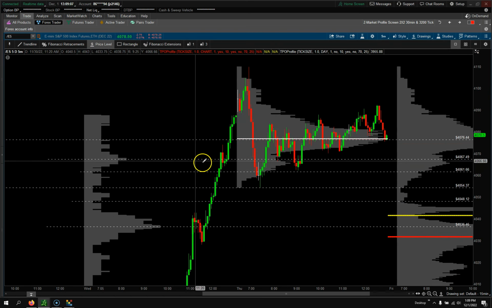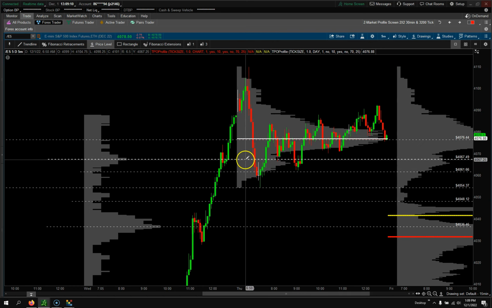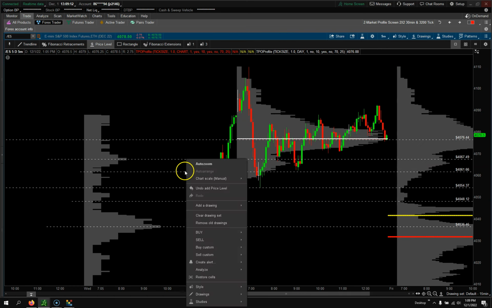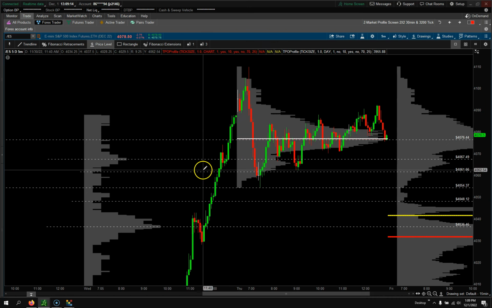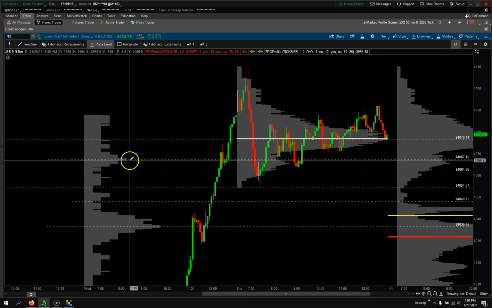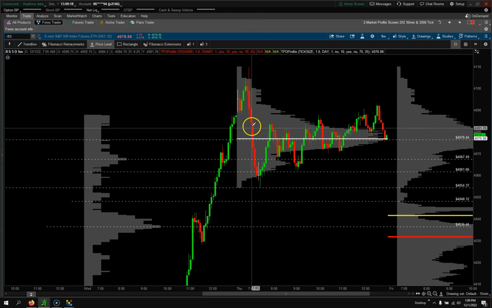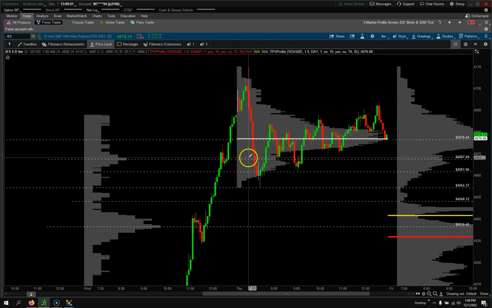And here's a good example, right? Let's look at this one. Look at this high volume node right here. What did price do? It sold, and we could see the bottom of the wick. We're right at that high volume node.